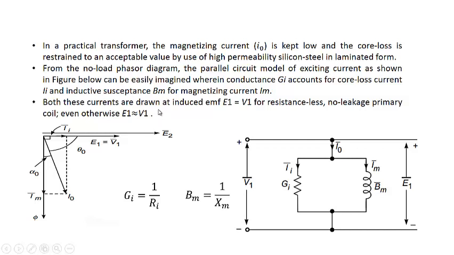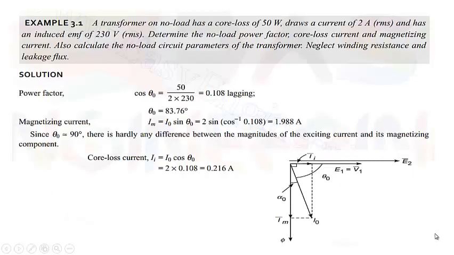So this is a very important model of the transformer on no load, where we assume resistance to be equal to 0, that it comprises a parallel resistance and a reactance. This reactance accounts for the magnetizing current, or we can say it accounts for the flux, and this resistance accounts for the core losses. Now let us try some numerical on this and we will get more insight.